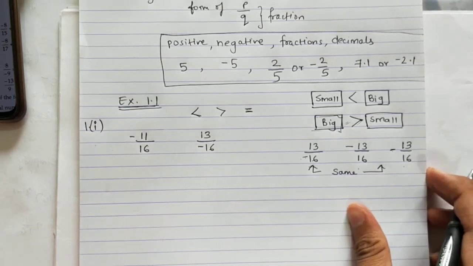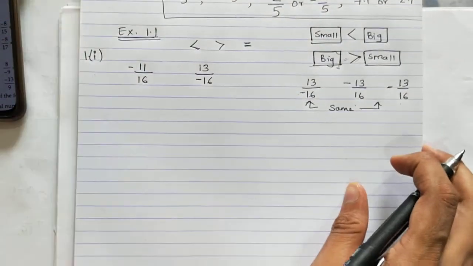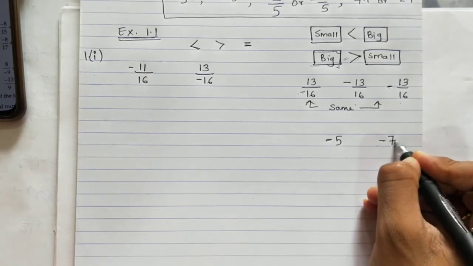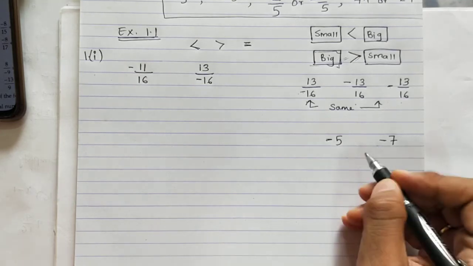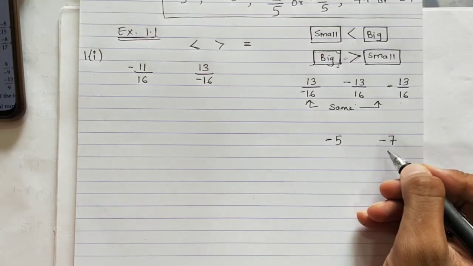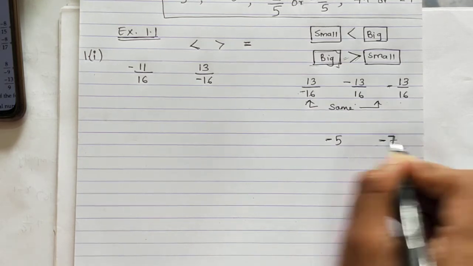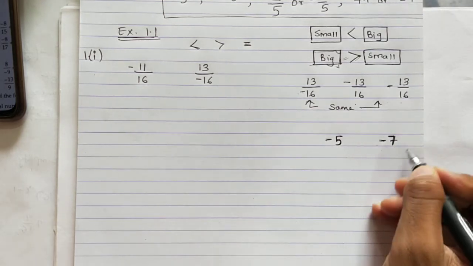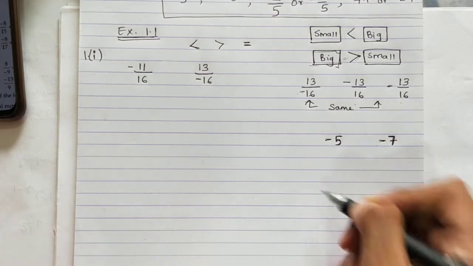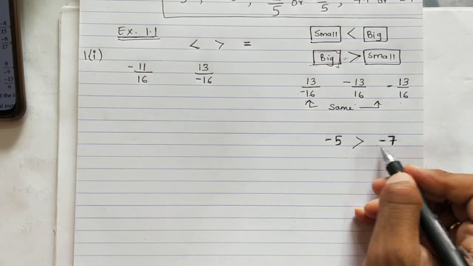One more thing, negative numbers. See, minus 5 and minus 7. If I ask you which number is greater, which number is greater of these two? Think in your mind. It seems like this is 7 and this is 5, so 7 might be greater. No, that is wrong. The number which is greater is minus 5. Minus 5 is greater than minus 7 because there is a minus sign.